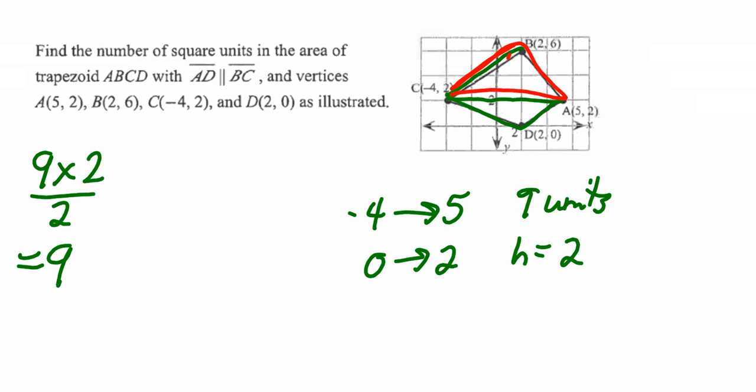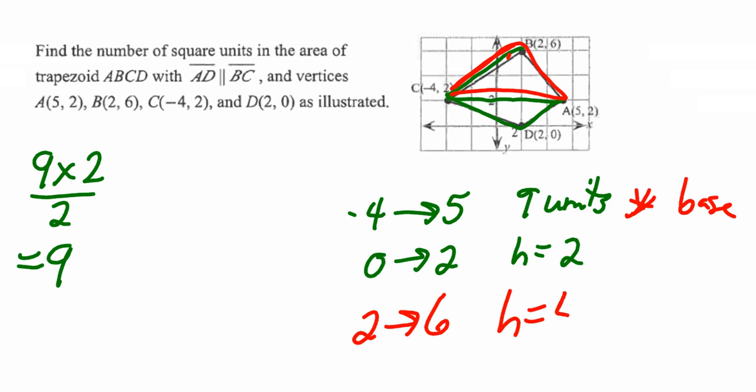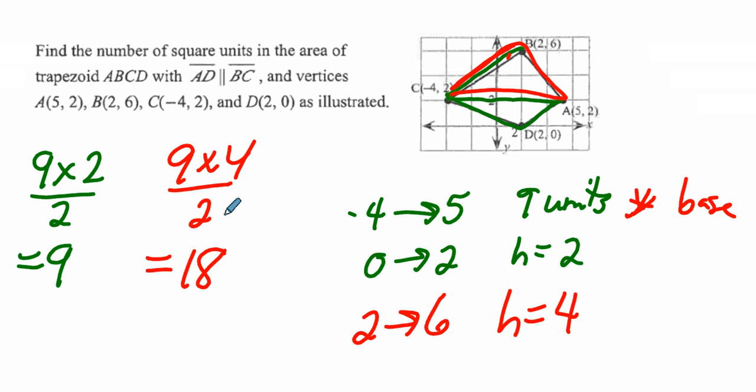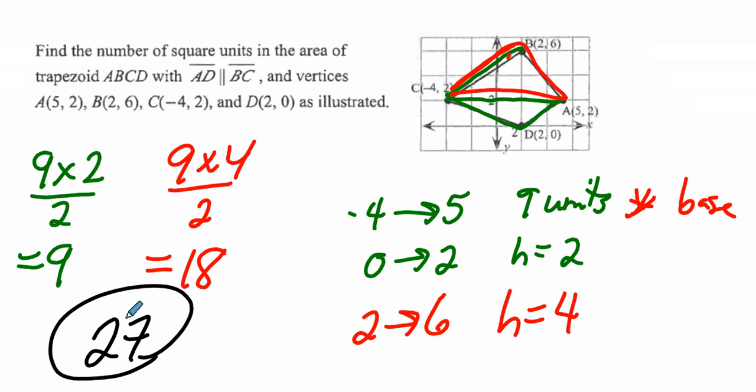Now the red triangle, again, I'm still going from -4 over to 5. So this is still going to be the base of my red triangle. My height this time, though, I'm going from 2 up to 6. So now my height is 4. So base times height divided by 2, I get 18 for the red triangle. When I add those together, my total area is 27 units squared.